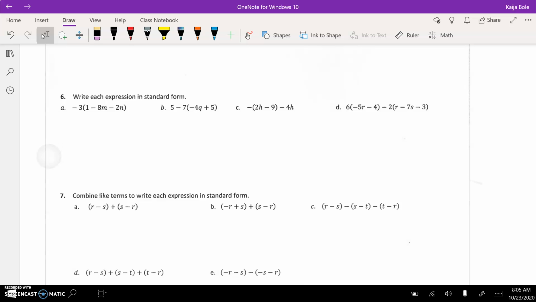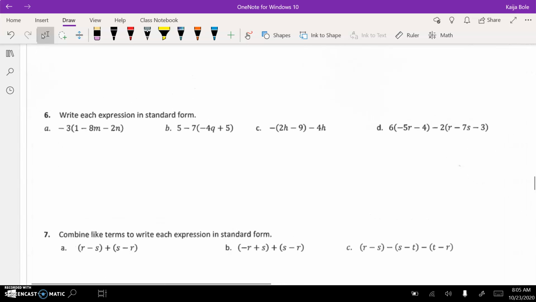So 6, write each expression in standard form, my favorite thing to do. A trickier one would probably be part C here. It says negative, and then in parentheses, 2h minus 9, and then minus 4h. So imagine this is a negative 1, and that's what you are distributing to both parts here. So it would be negative 2h, and then negative 1 times negative 9 is plus 9, minus 4h.